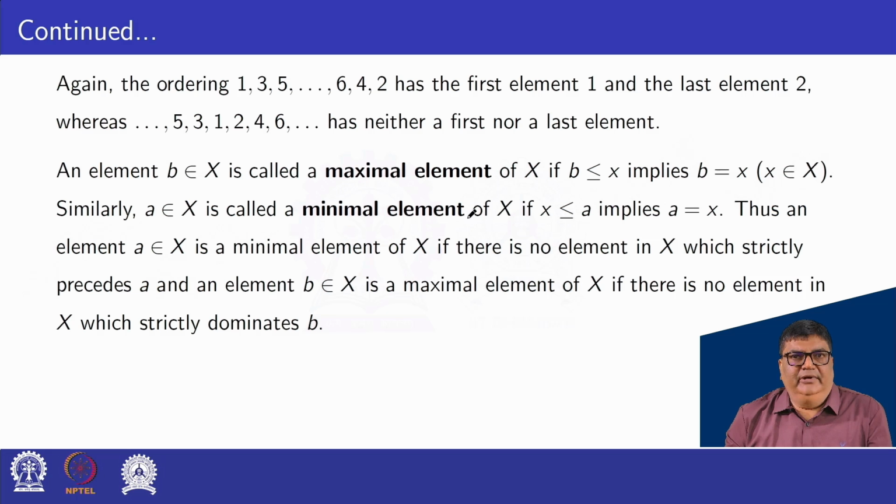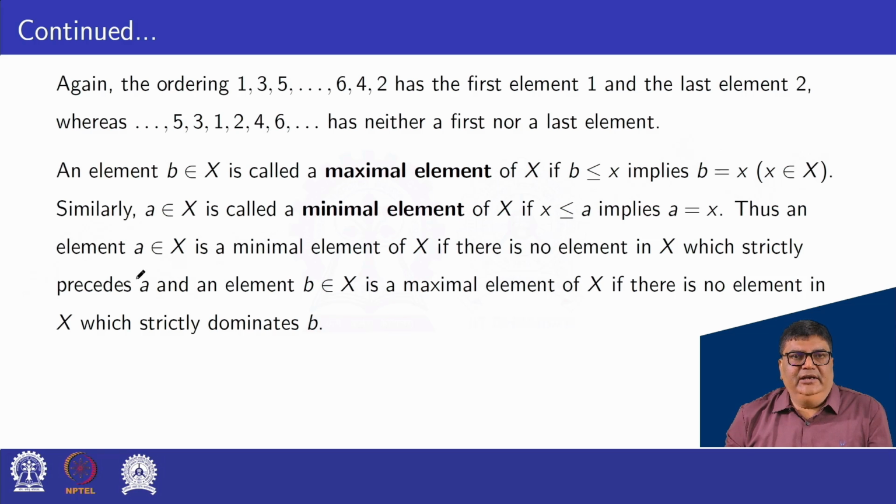Maximal and minimal element. An element b belonging to X is called a maximal element of X if b ≤ x implies b = x, where x belongs to X. Similarly, a belonging to X is called a minimal element of X if x ≤ a implies a = x, where x is an element of X.